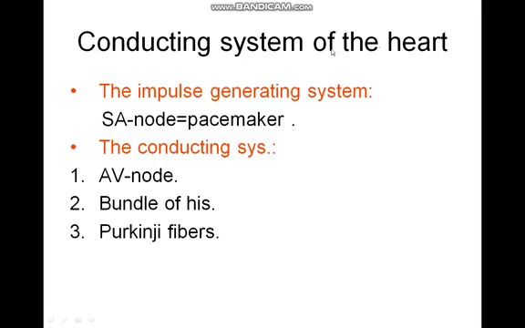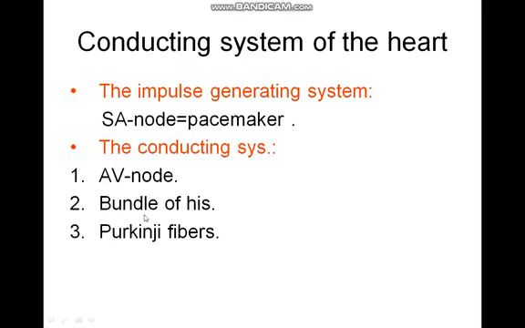The conducting system of the heart is made up of the impulse generating system, which is the SA node, called the pacemaker of the heart, from which waves of activity pass towards other parts of the conducting system, comprising the AV node, the atrioventricular node, found at the AV junction, while the SA node is found in the wall of the right atrium. Then we have the bundle of His.